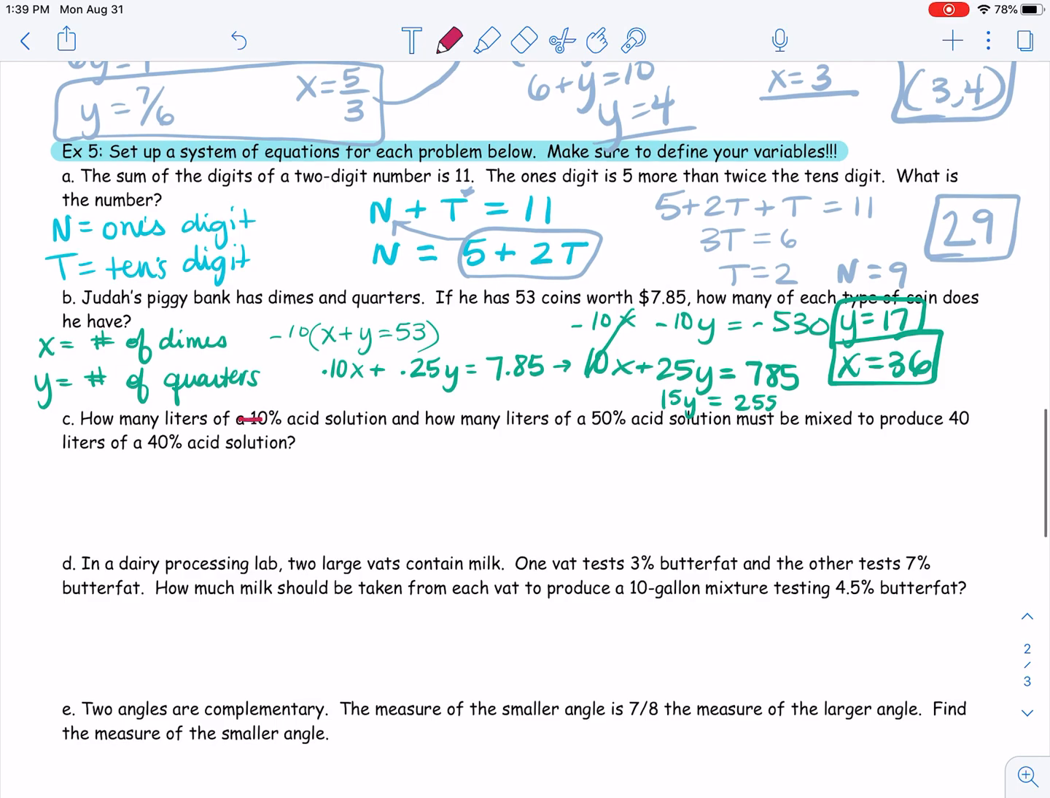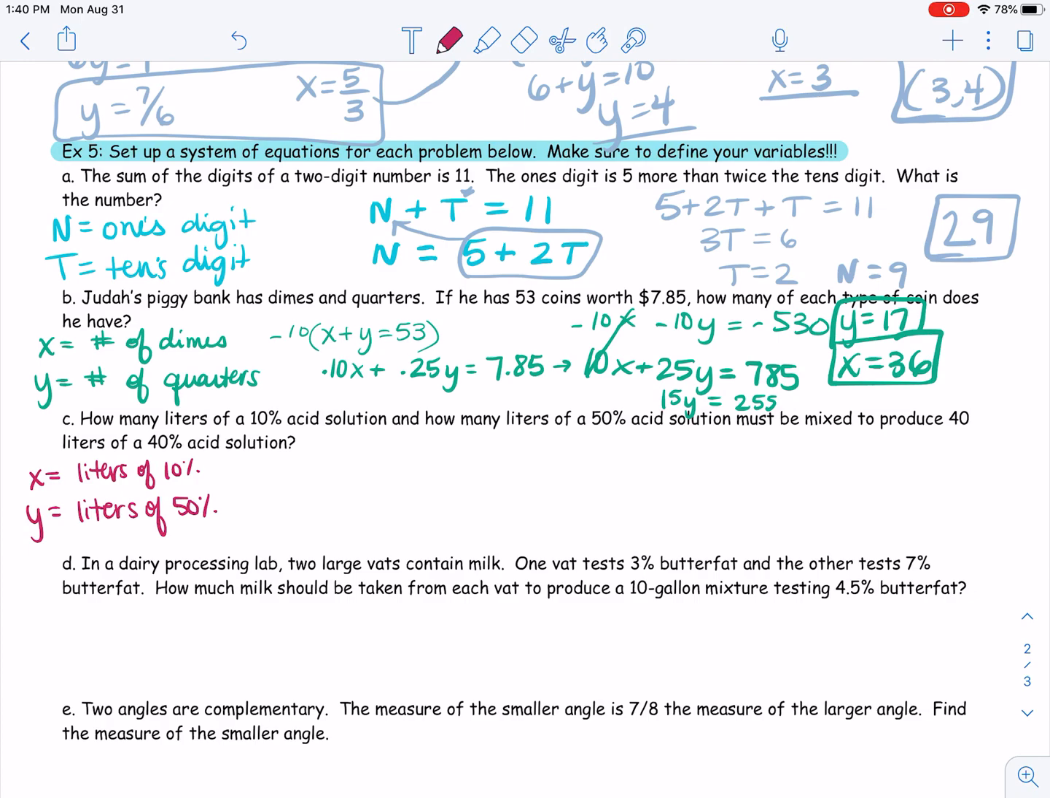So think of this as like water, and think of this as vinegar or something like that. If that's an easier way of thinking about how many liters of water and how many liters of vinegar we need to produce 40 liters of whatever dressing we're making. So I'll just do x and y again. x can be the liters of 10% acid solution, and y is going to be the number of liters of the 50% acid solution.